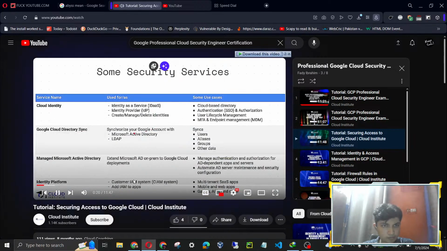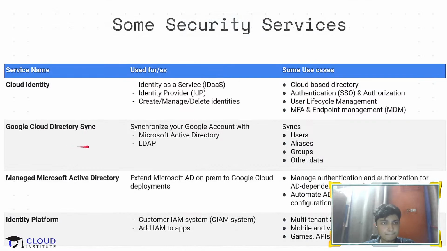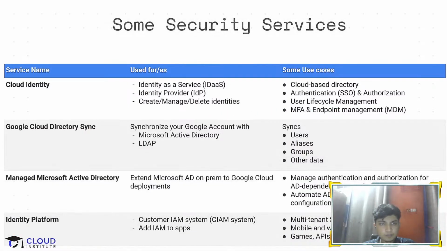So let's start. In this module, we'll speak about 4 important security services provided by Google Cloud, such as Cloud Identity, Cloud Directory Sync, Managed Microsoft Active Directory, and Identity Platform. We can start with Cloud Identity, which can be seen as an identity provider, identity as a service, where we can use it to create, manage, delete identities, and to authenticate, authorize, and manage all our users, and also manage mobile devices and all endpoints in general.